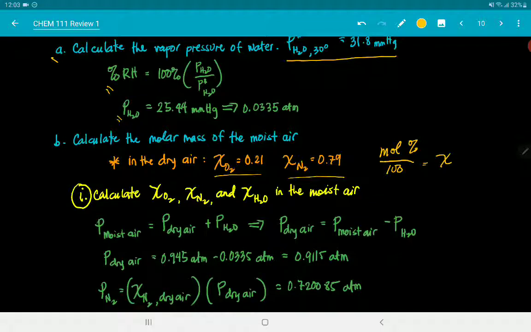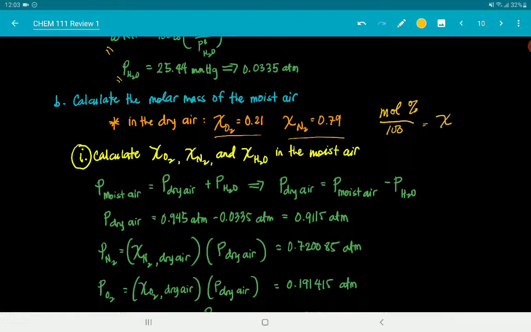So step by step, the first step is to calculate the mole fraction of O2, N2, and H2O in the moist air. So take note that the mole fraction of O2 and N2 here are just for the dry air. Kailangan nating malaman yung mole fraction nila sa moist air. Okay? Kailangan mole fraction nila kapag included na sila dun sa moist air.